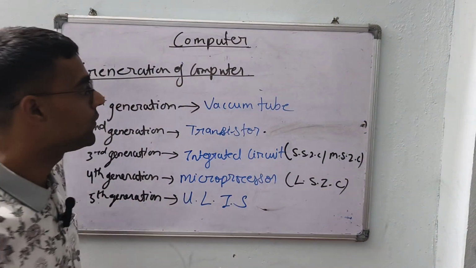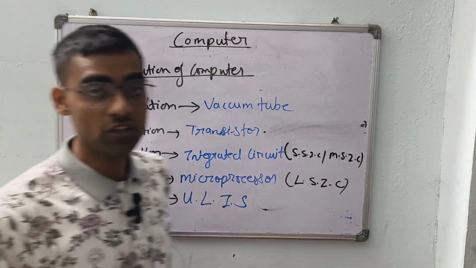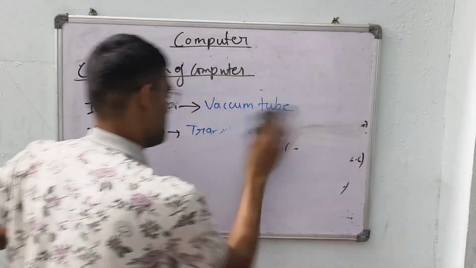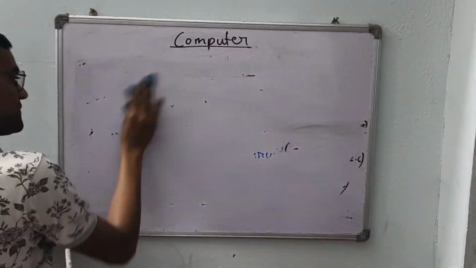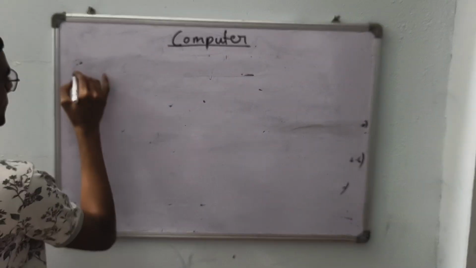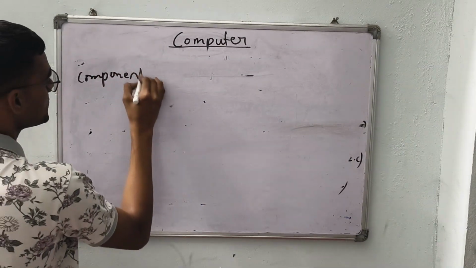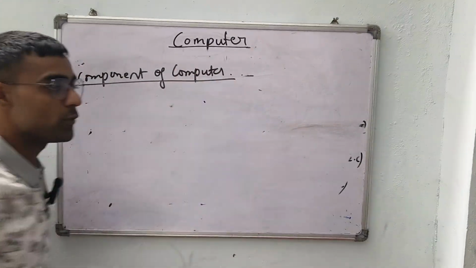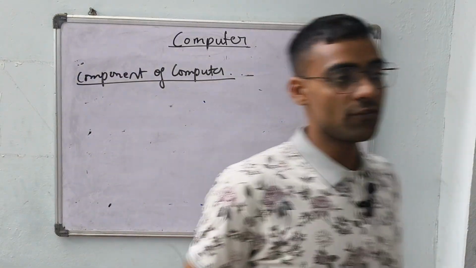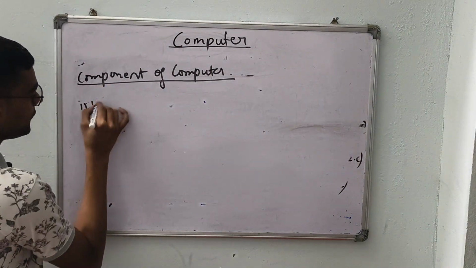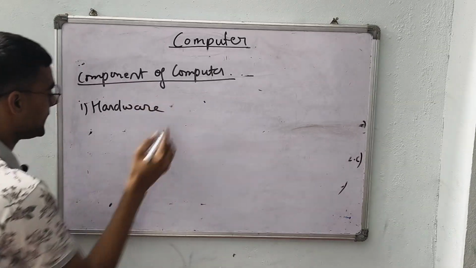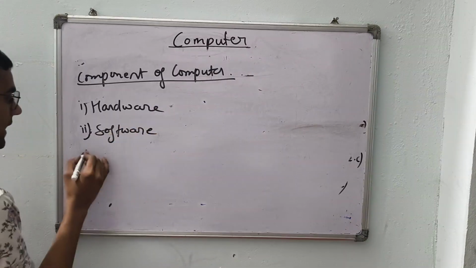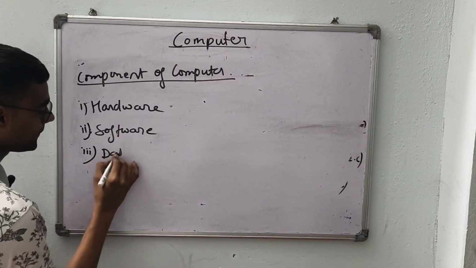After the generations of a computer, we are going to discuss the components of a computer. The components of a computer are divided into three parts. The first one is the hardware, the second one is the software, and the third one is the data.